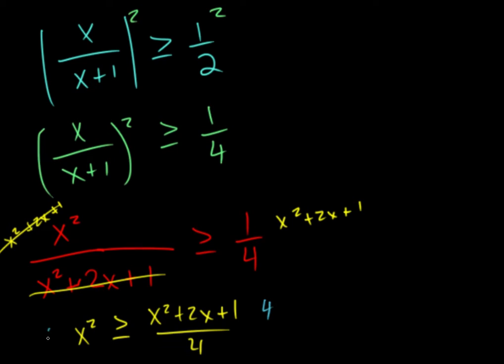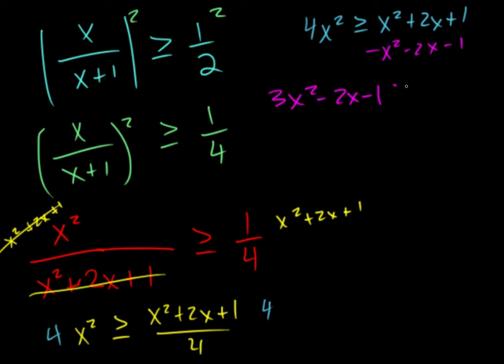I'm going to multiply both sides by 4. And so we have 4x squared is greater than or equal to x squared plus 2x plus 1. And after we do that, we're going to move everything onto one side, so combine it with this. And so we end up with 3x squared minus 2x minus 1 is greater than or equal to 0. Then we would box method factor, and that's going to end us with this.